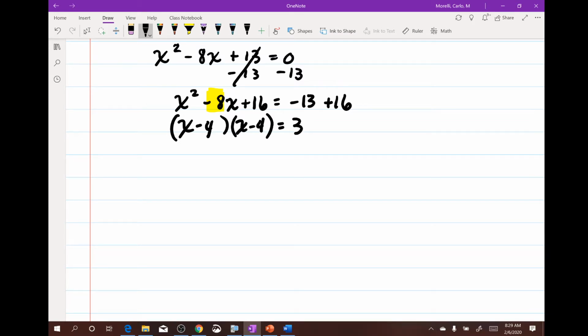When you have two binomials that are identical, you can rewrite them like this. x minus 4 squared equals 3. Oh, this looks simple. Now, how would I get rid of the squared term?